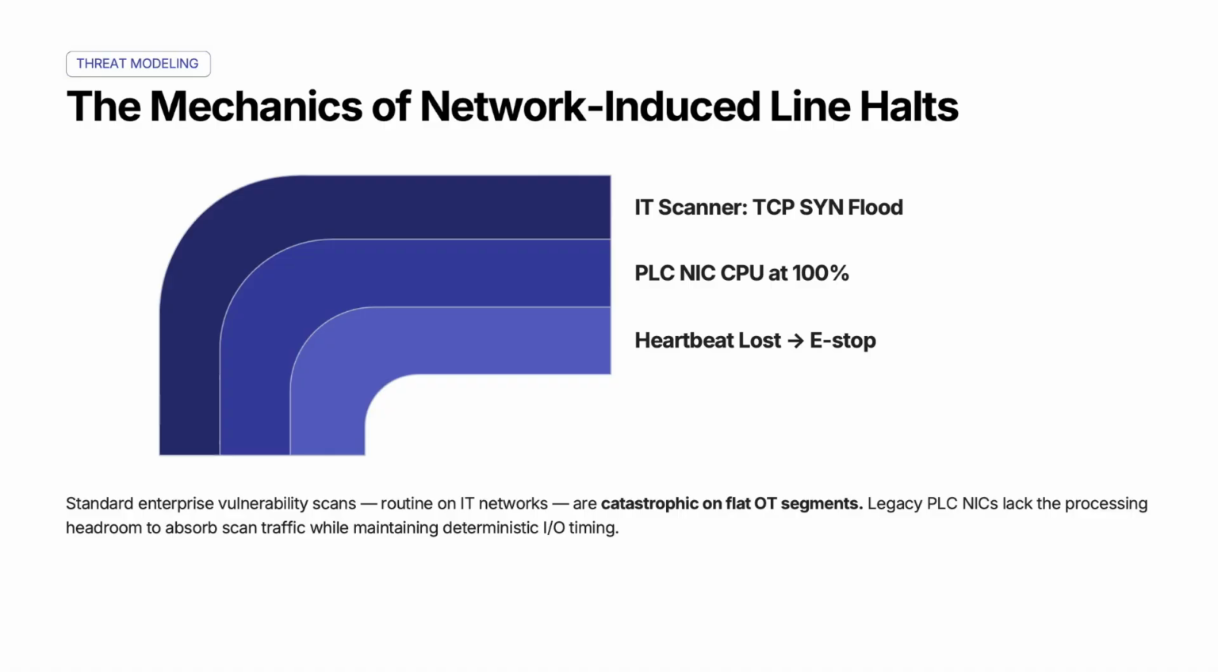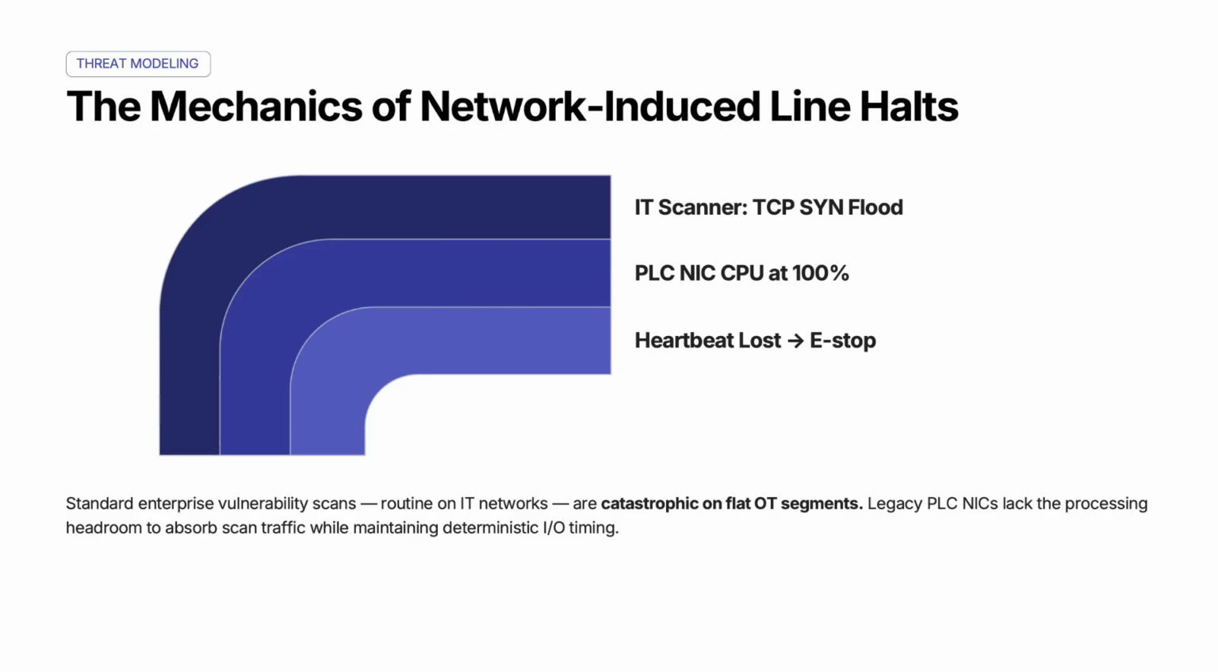Let's talk about a scenario that happens on plant floors every single week. An enterprise IT team operating with best intentions deploys an active vulnerability scanner like Nmap or Qualys across the corporate network. If your network is flat, those IT scan packets travel straight down to the shop floor.